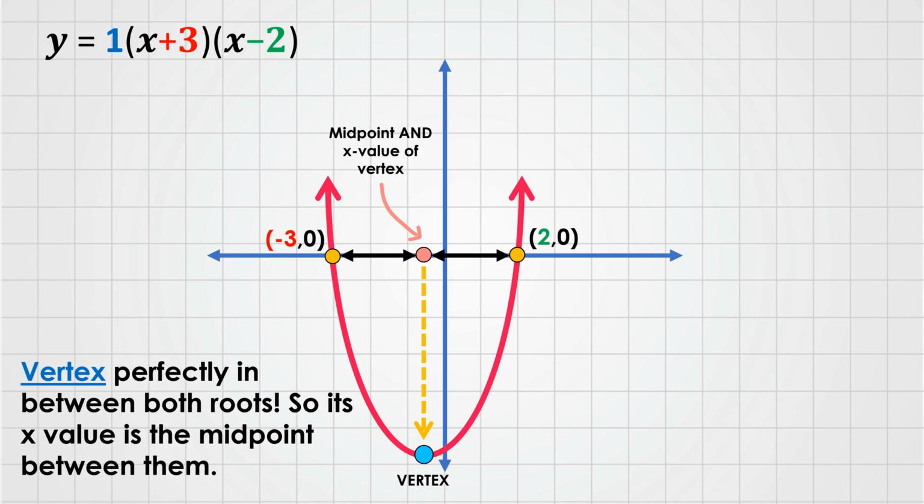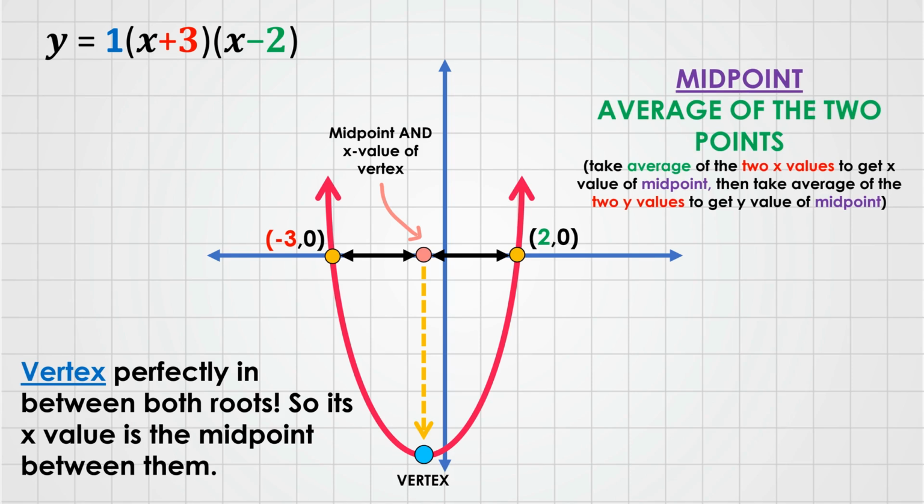You might be thinking, I don't know the midpoint formula. Well, there's a trick for that too. The midpoint is simply the average of your 2 points. So instead of having to use the formula -b/2a, you can simply take the average of your two roots, and this will give you the x value of your vertex.